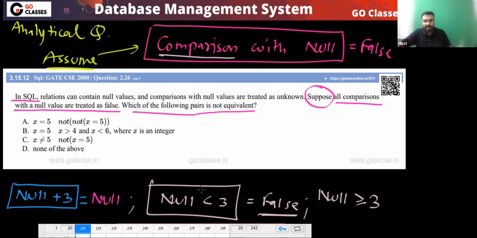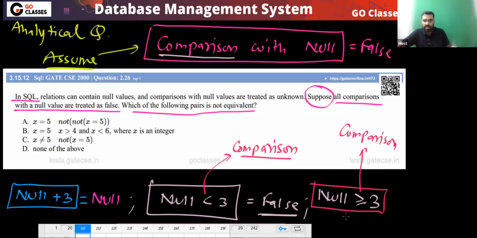Remember, this is also comparison. Think like this: this is comparison, so comparison with null is false. This is also comparison, so this is also false, because comparison with null is false. Is this clear? Okay, comparison with null is false. So this is the idea.